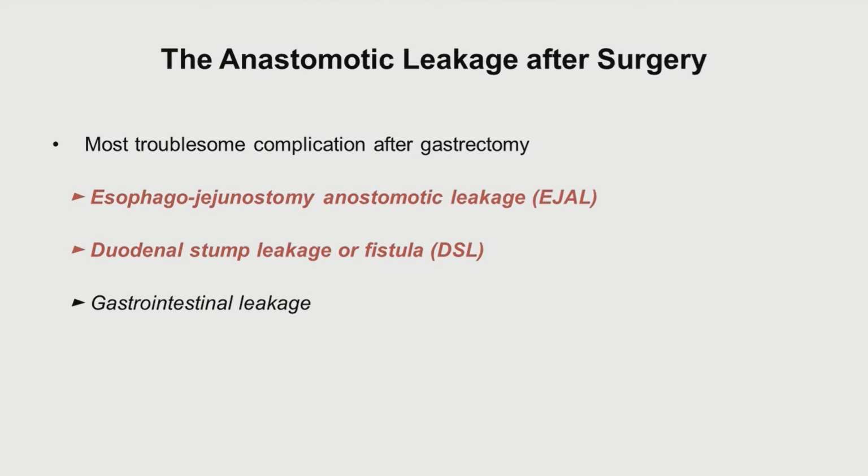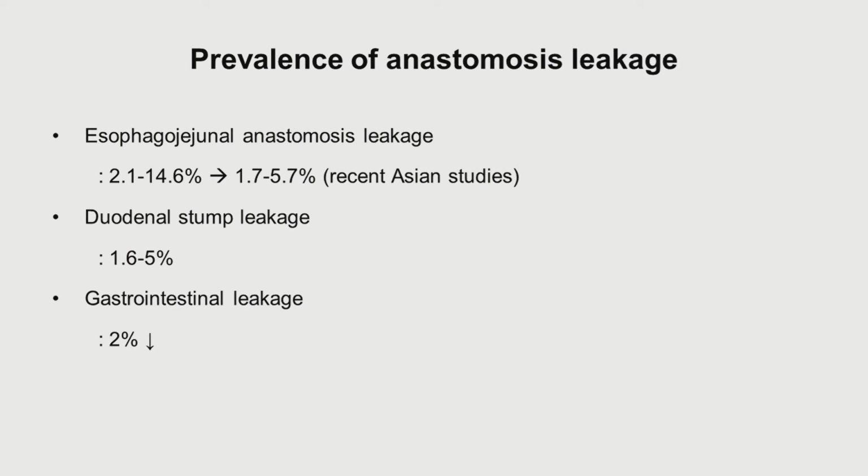Anastomotic leakage after surgery is the most troublesome complication after gastrectomy. Among them, the leakage of esophagojejunostomy and duodenal stump are more common than other gastrointestinal leakage. Many articles reported the prevalence of esophagojejunal anastomotic leakage is 2.1 to 14.6%. But recent Asian studies reported 1.7 to 5.7%. The prevalence of leakage in duodenal stump and gastrointestinal anastomosis are 1.6 to 5% and under 2% respectively. But most articles were small population based or retrospective studies, so the prevalence was very variable.